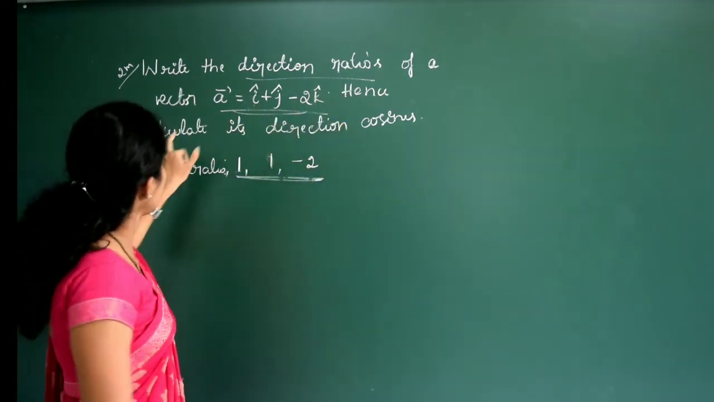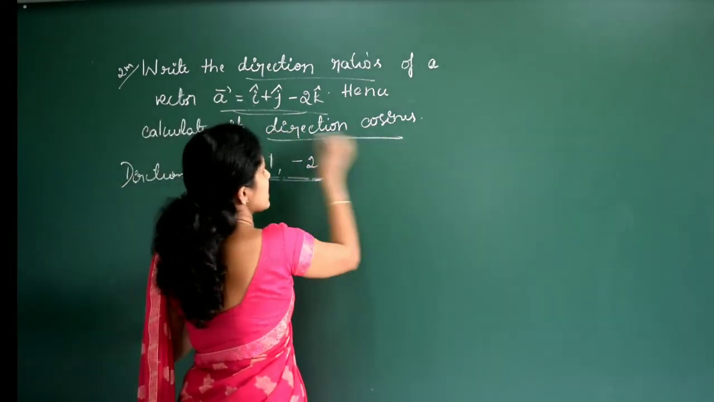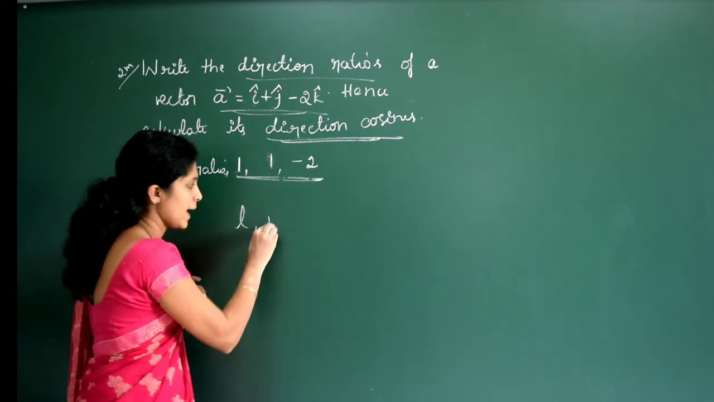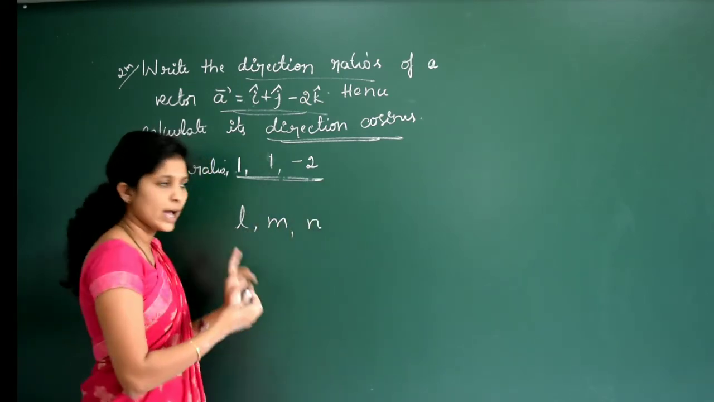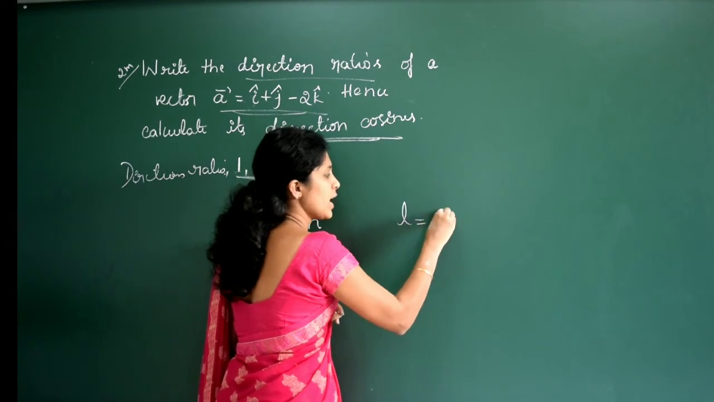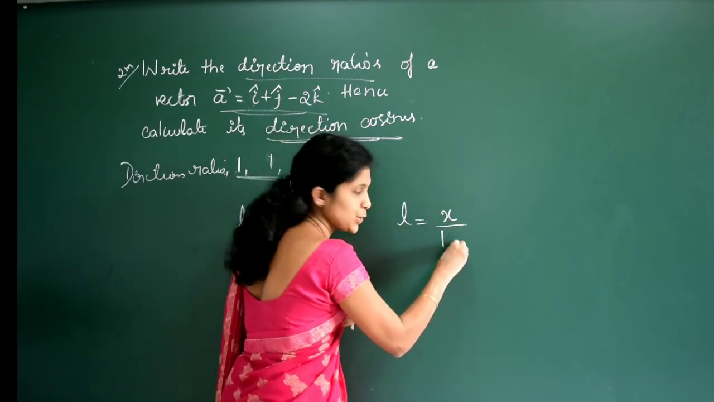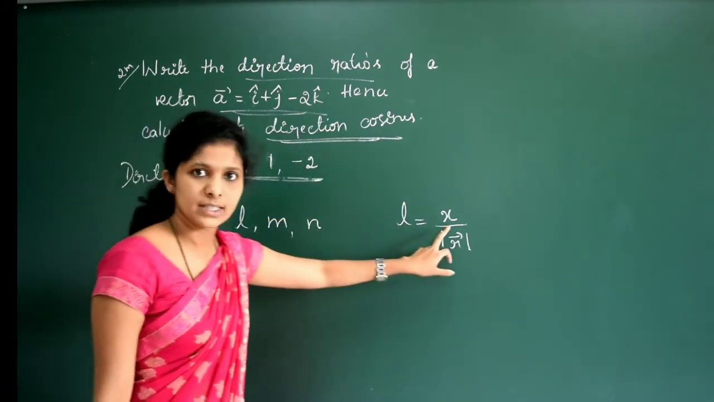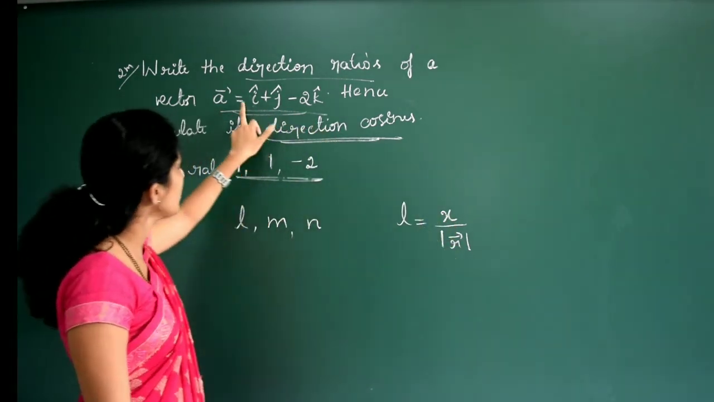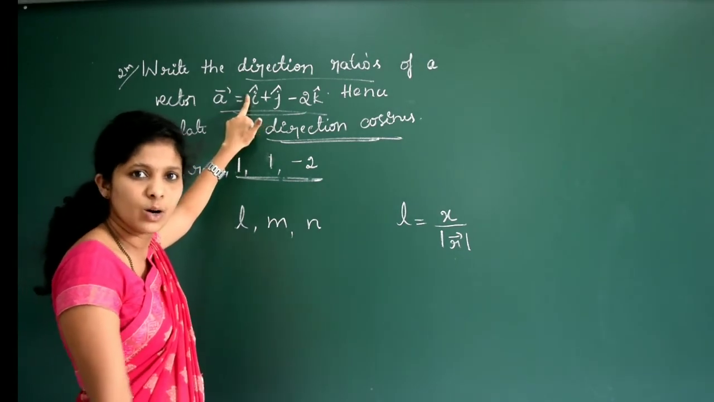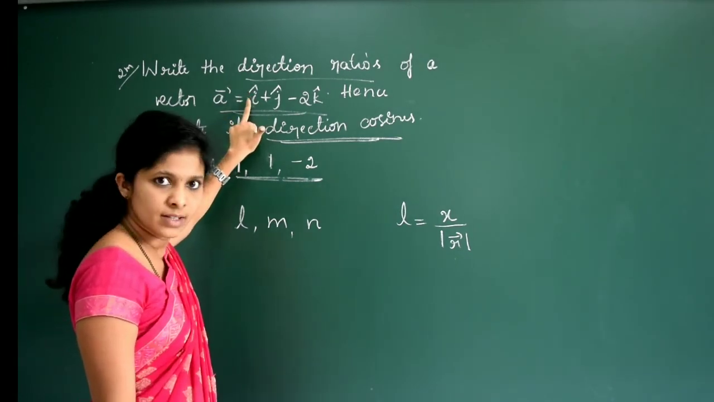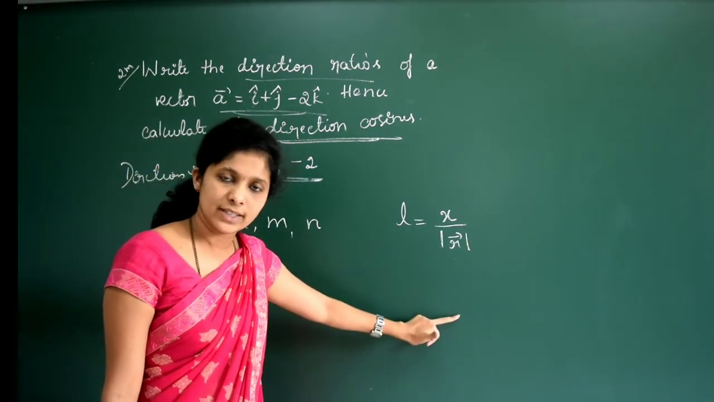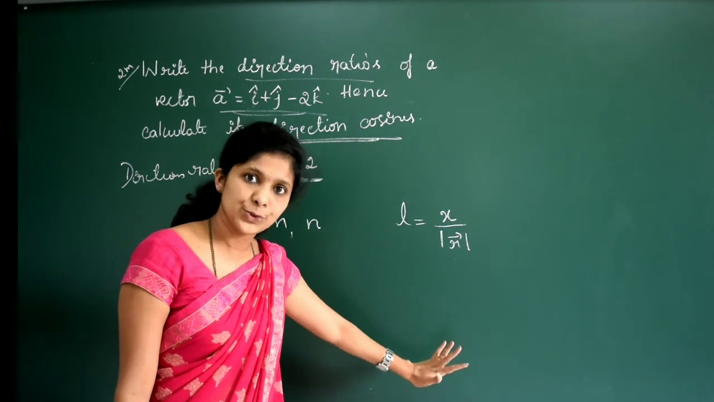Now what is given? Hence calculate its direction cosines. What is meant by direction cosines? The values of l, m and n. We have stated l is equal to x divided by magnitude of r vector. In the place of x, here we have 1. You can consider a1 or x, anything. So this will be 1. Is it clear? m will be y by magnitude of r vector. n will be z by magnitude of r vector.